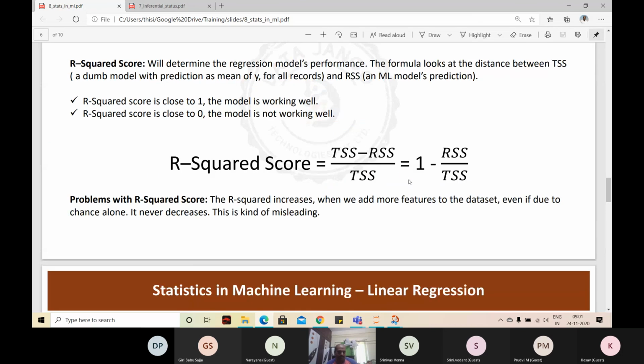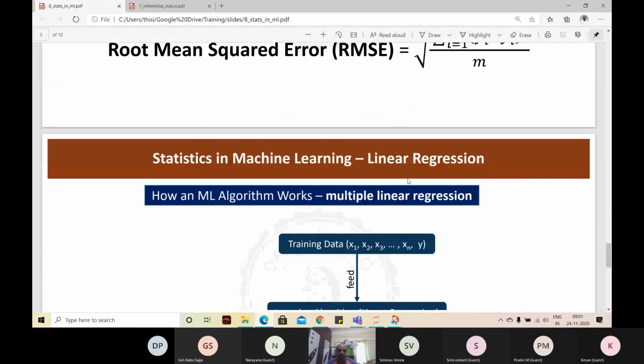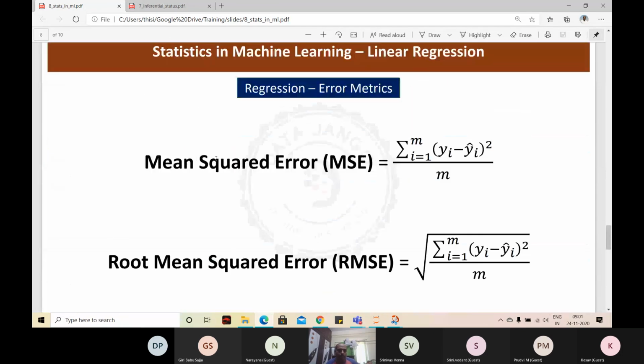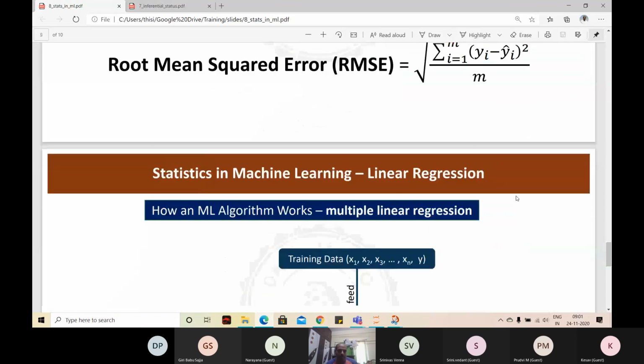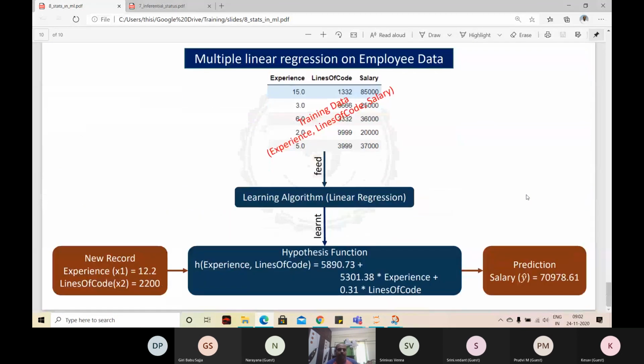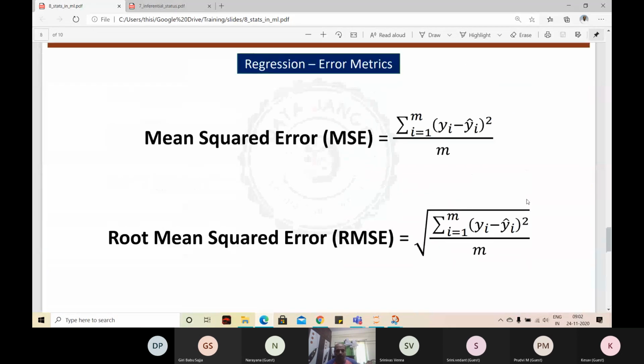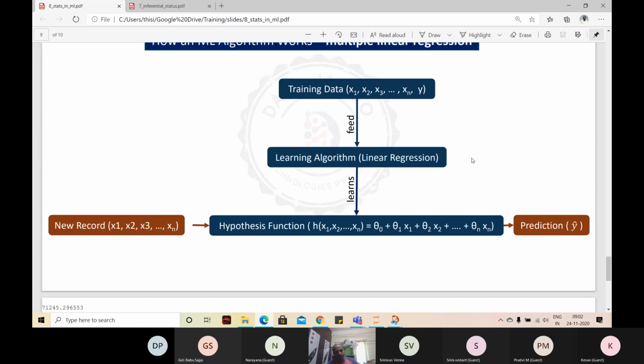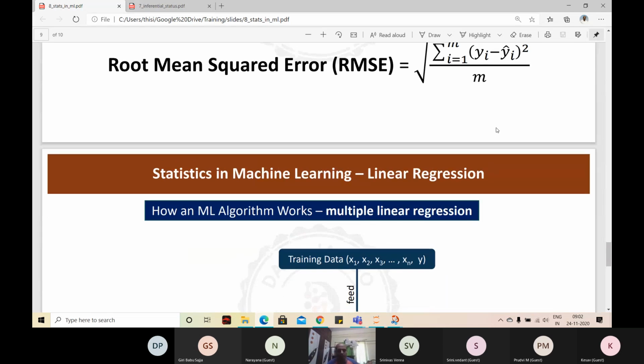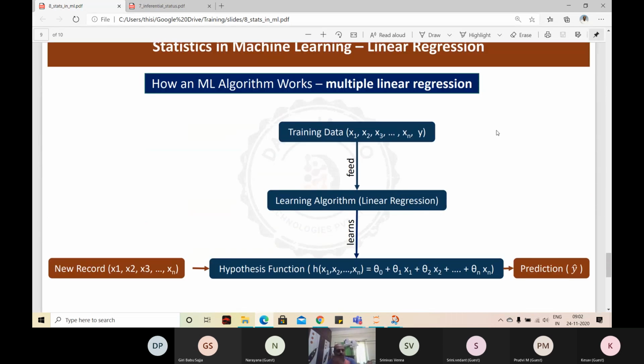Okay. Tomorrow I'll start with the same concept and show you some more examples like mean squared error, root mean squared error and all that. And multiple linear regression we will not cover tomorrow. I'll go back to statistics again. For 2-3 days we'll cover statistics and then we'll come back to multiple linear regression, and we'll be into machine learning, right? And linear regression assumptions and all that.